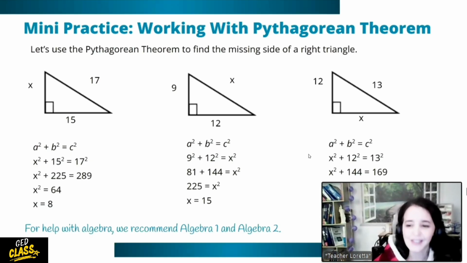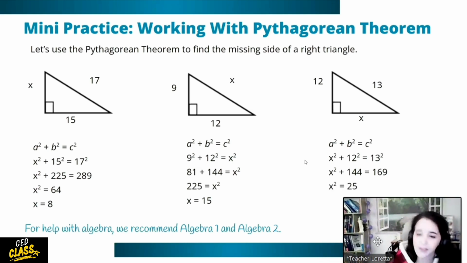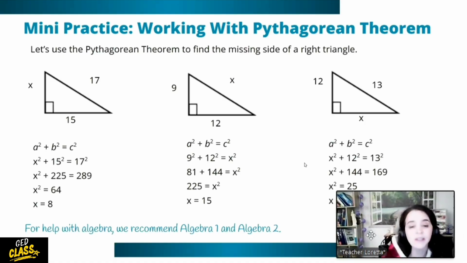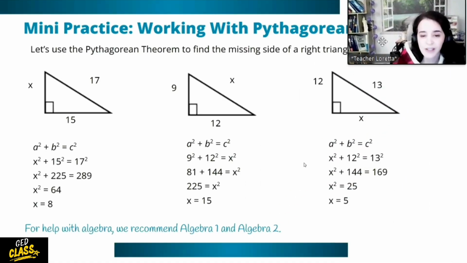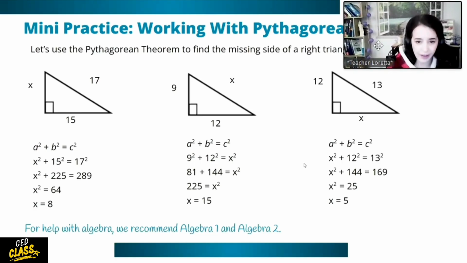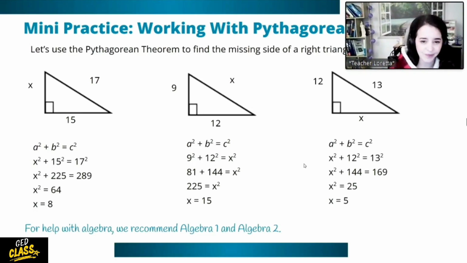I see. So then we get x squared plus 144 is 169. We'll subtract 144 on both sides to get the x squared by itself. And we see x squared is 25. Then we think, hey, what number times itself is 25? And that number is 5. So our final answer is 5. X is 5.